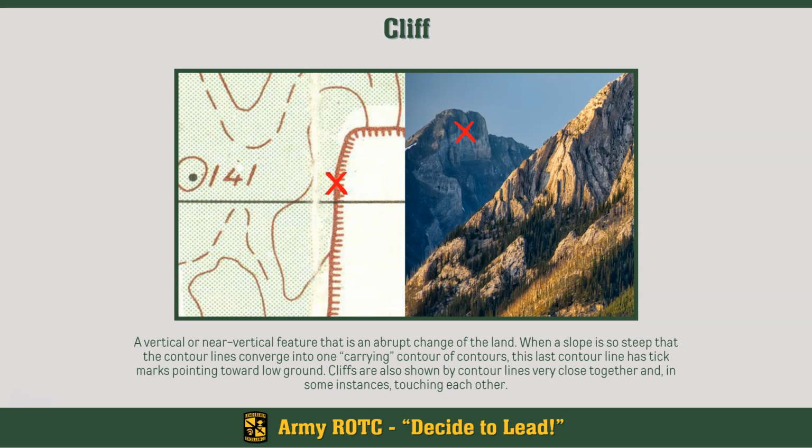So cliffs are usually shown by that one contour line, a few that come really close together, and then they're touching. And in this instance, you start seeing the tick lines that are designating that this area is a just straight down cliff. So this right here is what it would look like on a map. We already know what a cliff looks like. Every rock climber's dream right here.